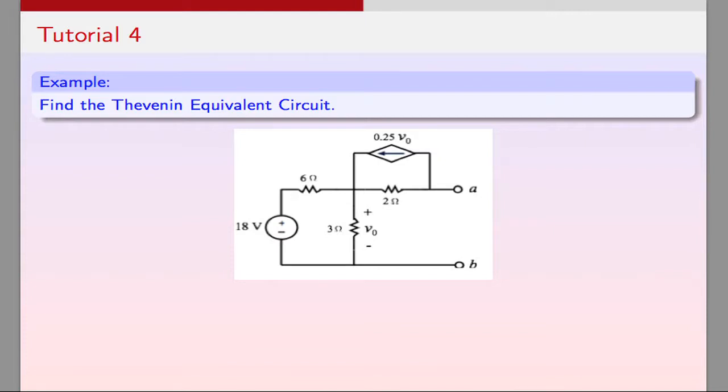Let's first find V Thevenin. By definition, V Thevenin is the open circuit voltage. From the figure, we notice that the output terminals AB are already open. There is no node connected to them. Therefore, V Thevenin is equal to VOC, and this equals VAB.